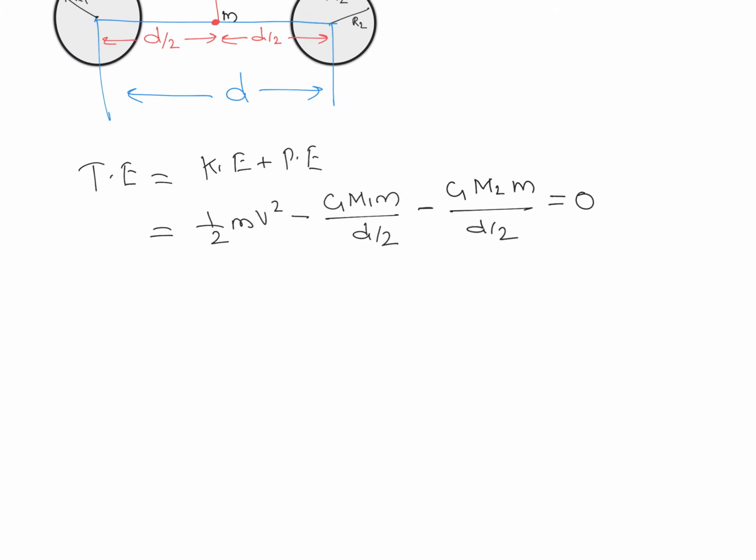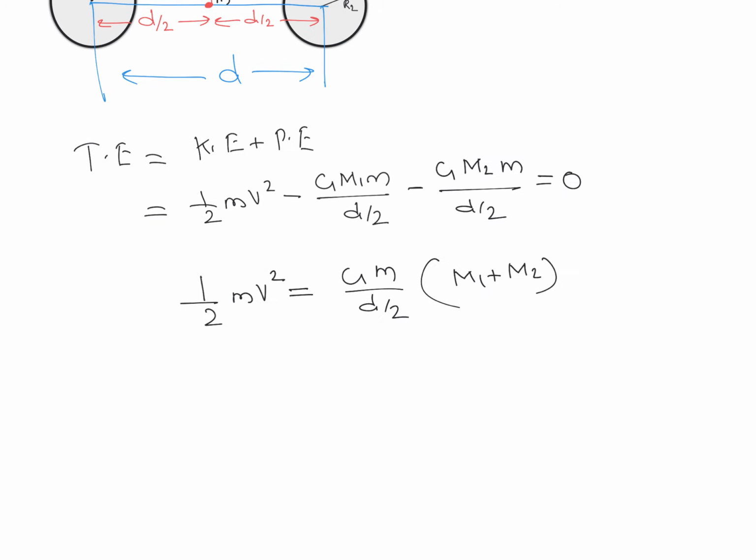Then we can say that the object will be able to escape. So the condition is that the total energy should be equal to 0. Now we can find the velocity required. Half m v square should be equal to G m divided by d by 2, taking it common, times m1 plus m2. We can cancel m on both sides. So v square is 2 into 2, that is 4G divided by d, into m1 plus m2.